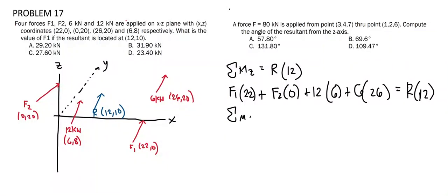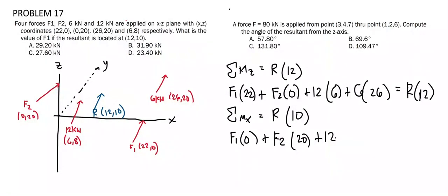And then take summation of moments about the x-axis equal to the moment induced by the resultant about the x-axis. That is the resultant times the moment arm distance of 10. So we have F1 times the moment arm distance from the x-axis, which is 0, plus F2 times 20, plus 12 kN force times 8, plus 6 kN force times the moment arm distance of 20, equal to R times 10.